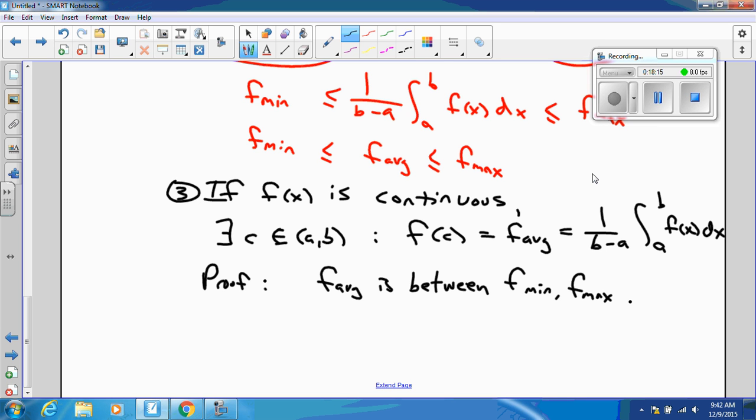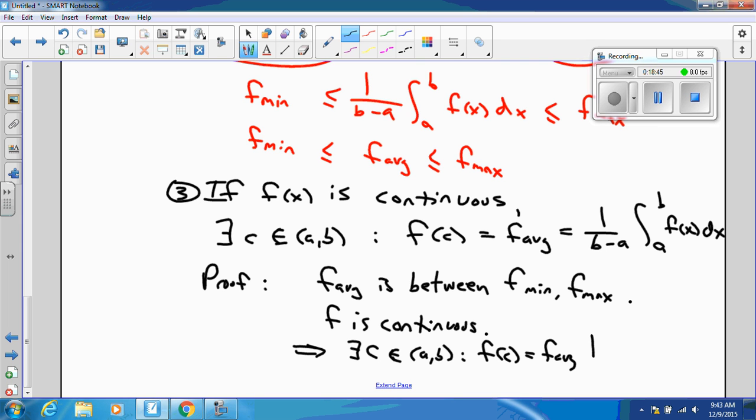Simple observations. Property number 2, f average is between f min and f max. f is continuous. Bust out the intermediate value theorem. We are guaranteed a c so that f of c is equal to f average, by the intermediate value theorem.